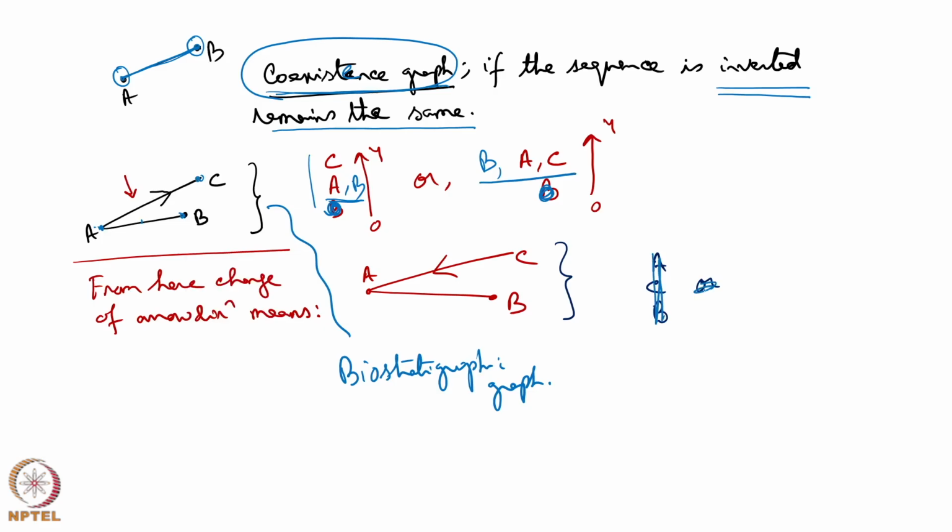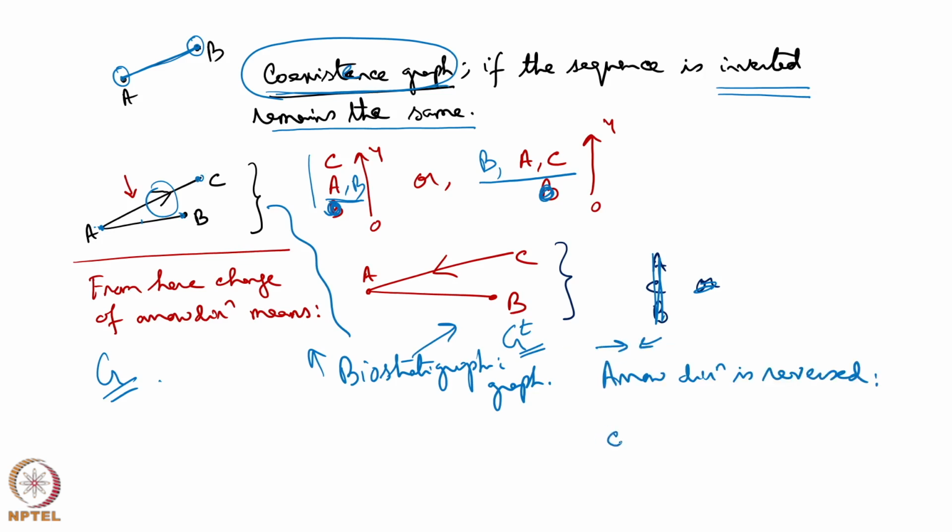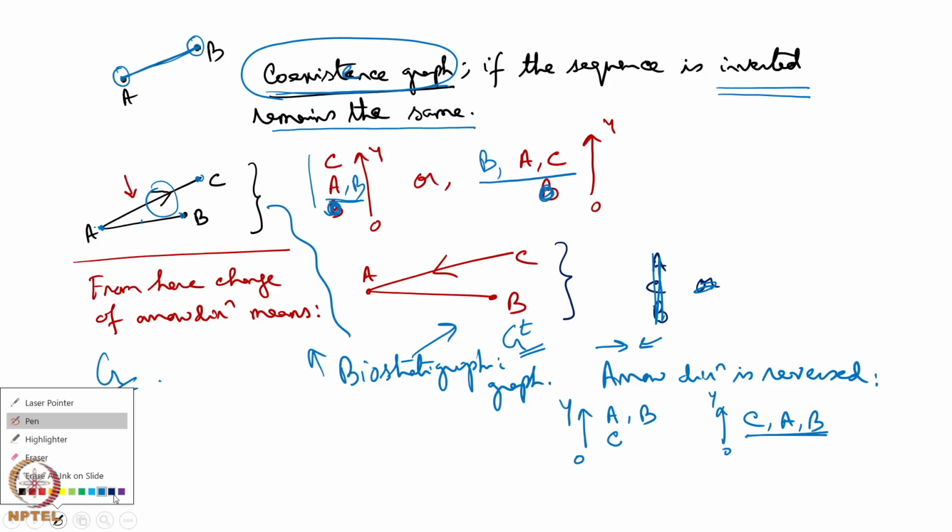Now, here if we change the arrow direction, what is the difference between this biostratigraphic graph G over here and here G T, let us say some operation is done and the arrow direction is reversed? What it will mean is that C lies below, A can lie above, A and B occur together. This is one possible succession. The other is that C and A lie in the same level and so also B. This is another succession. In fact, a single horizon is shown.